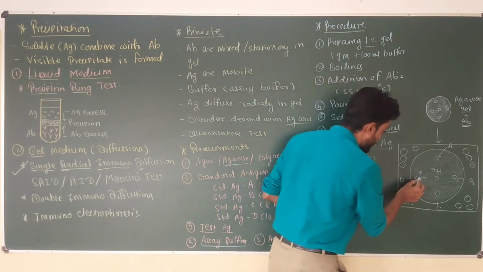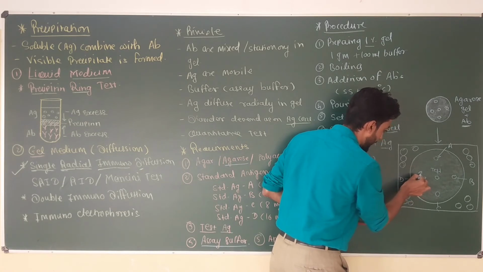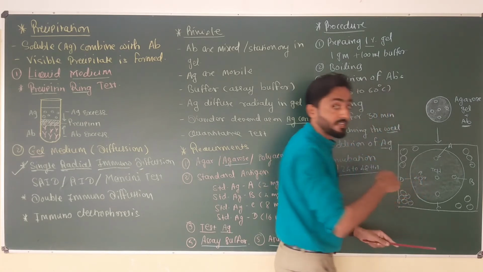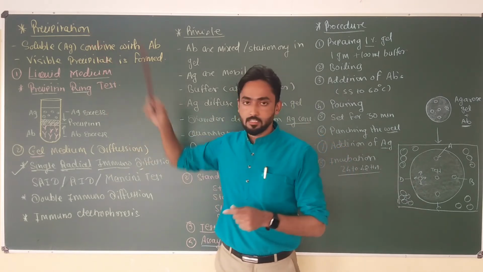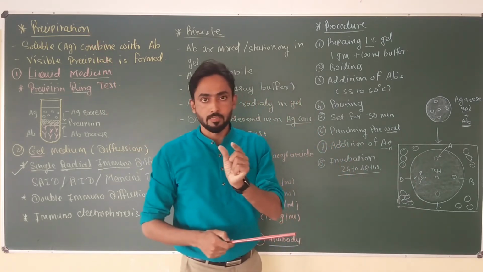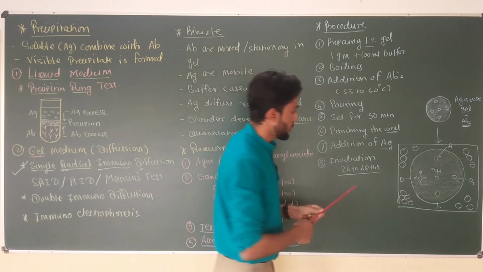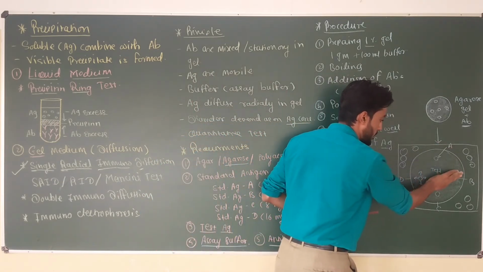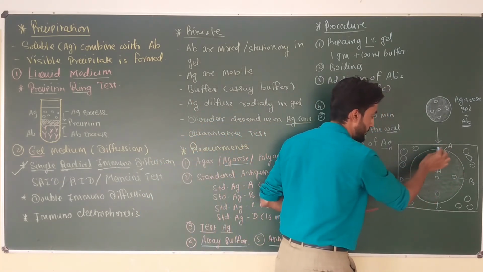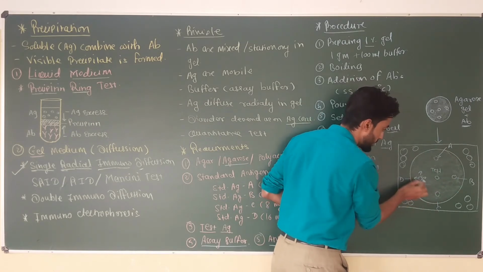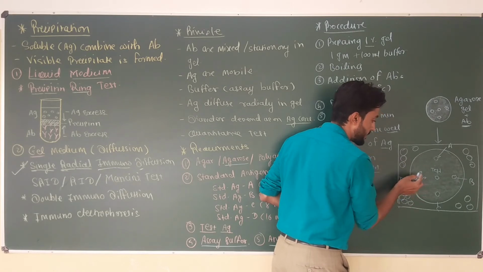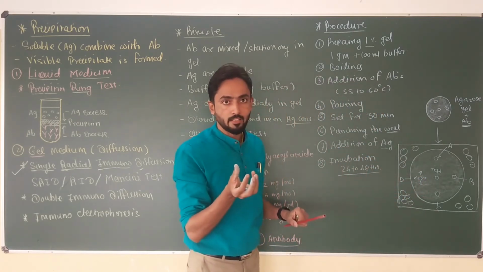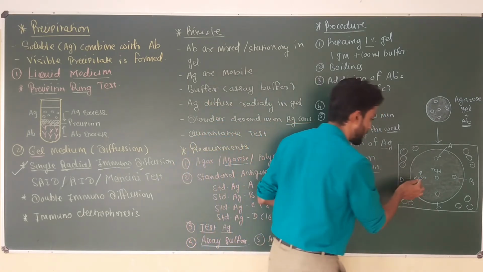Initially, close to the well, antigen molecules are present in excess, and we know that for any type of precipitation reaction, antigen and antibody should be present in equal amounts. The antibodies are the same throughout the gel, but near each well the antigen starts diffusing and its concentration is too high, so the precipitation reaction does not occur.